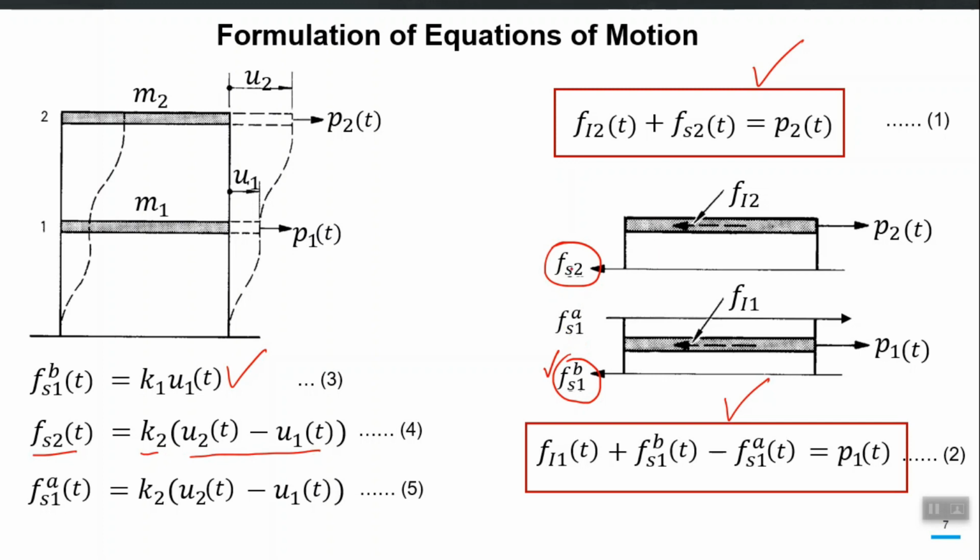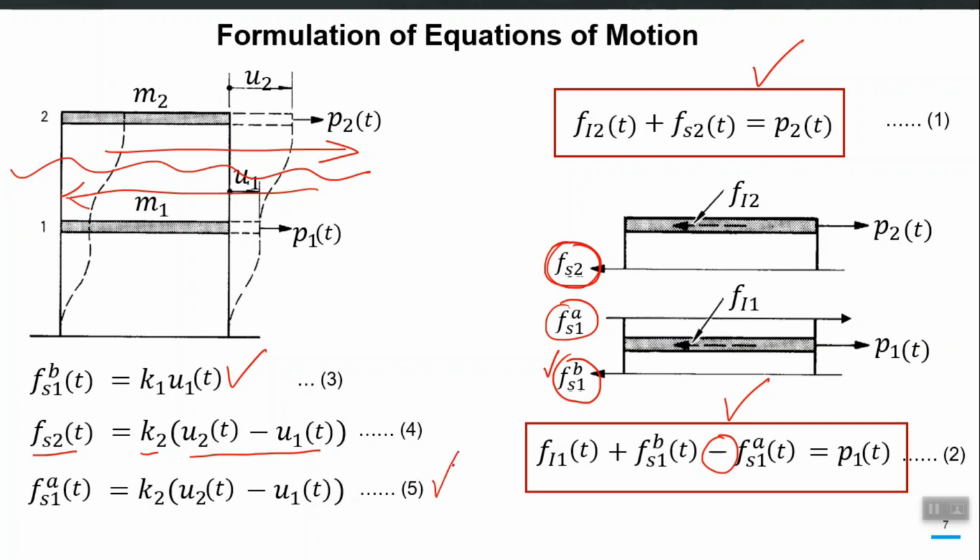And we now know that this Fs2 should be equal to Fs1a in order to have that continuity, or in order to have that equilibrium. So whenever you cut a section, if one force in that section is towards that side, the other should be equal and opposite to the other side, right? So the Fs1a actually should be equal to k2 (u2 minus u1), right? But its direction will be opposite. So therefore you have minus here. So the magnitude is same. So these three equations, everyone is clear?